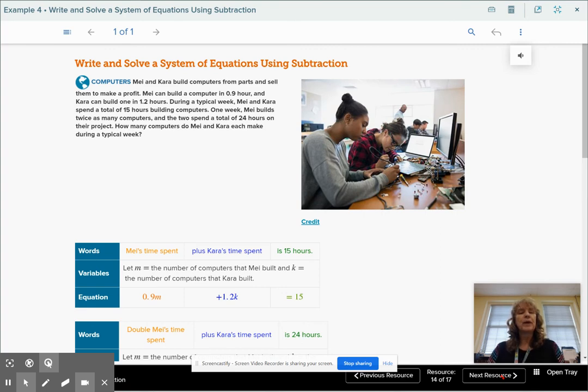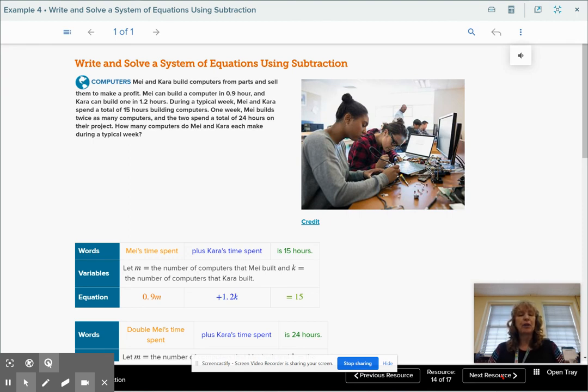During a typical week, Maya and Kara spend a total of 15 hours building computers. One week, Maya builds twice as many computers and the two spend a total of 24 hours on their project. How many computers do Maya and Kara each make during a typical week? So we have a whole lot of things that we know about this. So let's determine our equations.